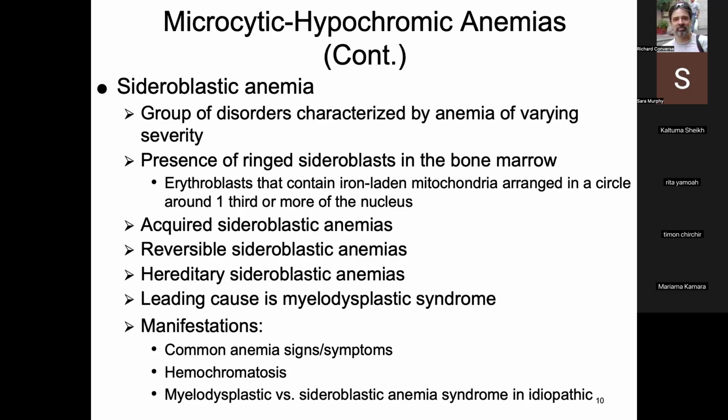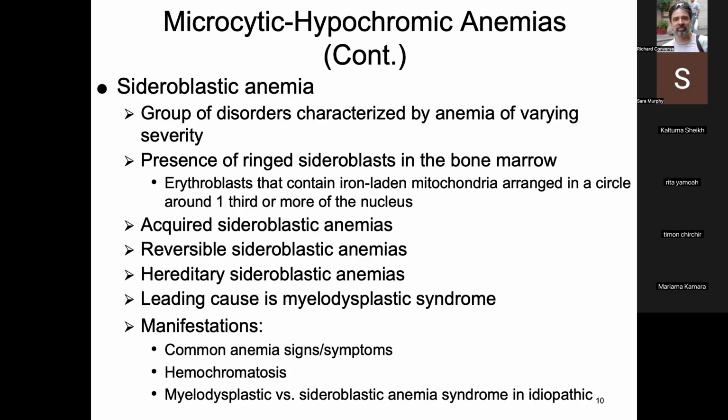Sideroblastic anemia can cause microcytic and macrocytic anemias, depending on the mutation that caused it. Okay, so there are acquired, reversible, and hereditary forms. The leading cause is myelodysplastic syndrome, where we see common anemia signs and symptoms. Distinguishing hemochromatosis, myelodysplastic syndrome, and sideroblastic anemia in idiopathic anemia analysis is one of the challenges that we face.